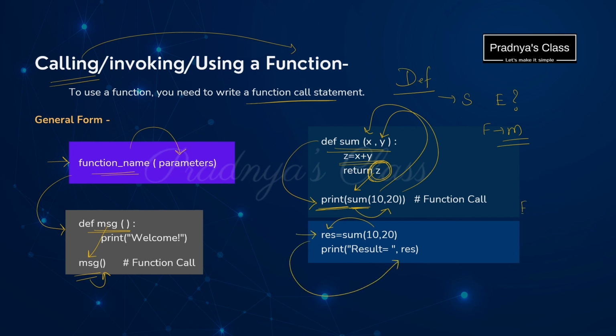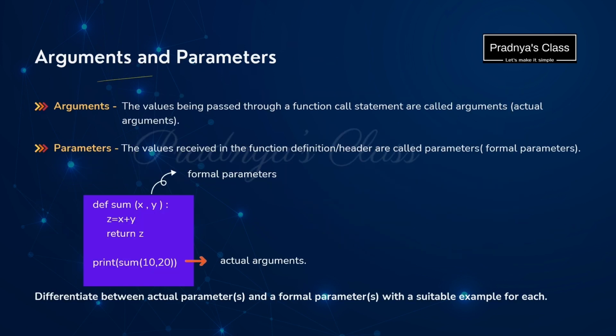So to execute a function, you need to call it in the main program. Moving ahead, we are going to discuss one more important topic related to functions, that is arguments and parameters. You will get a question in the form of: differentiate between actual parameters and formal parameters. So what are arguments? Arguments are the values which we pass from the function call statement.